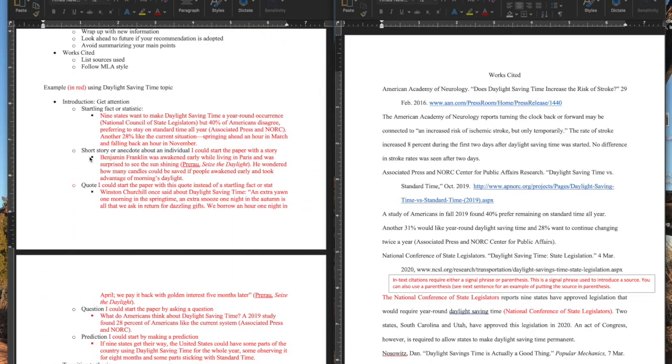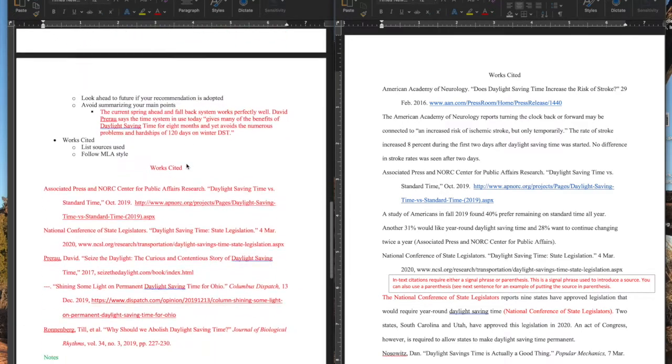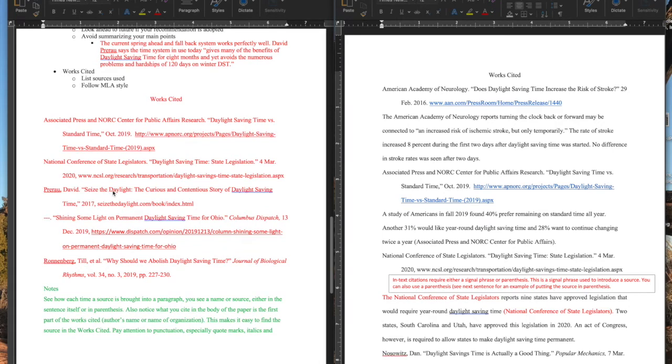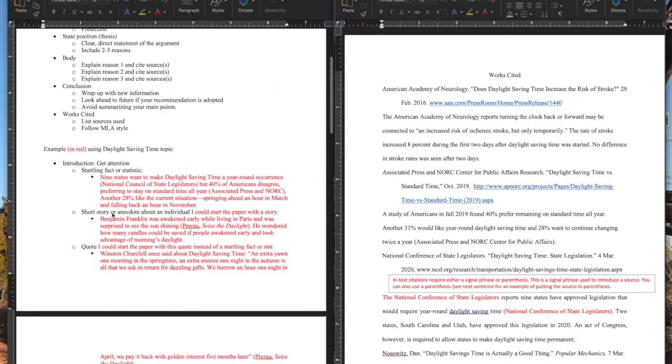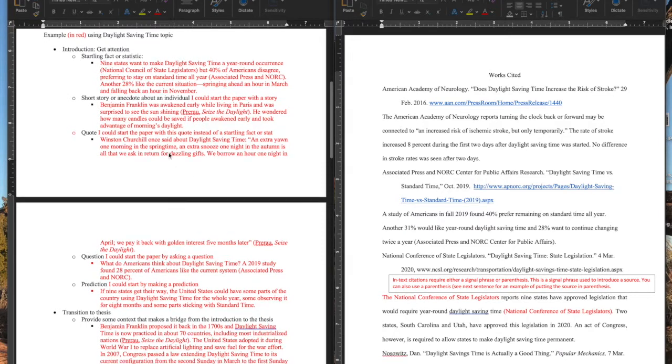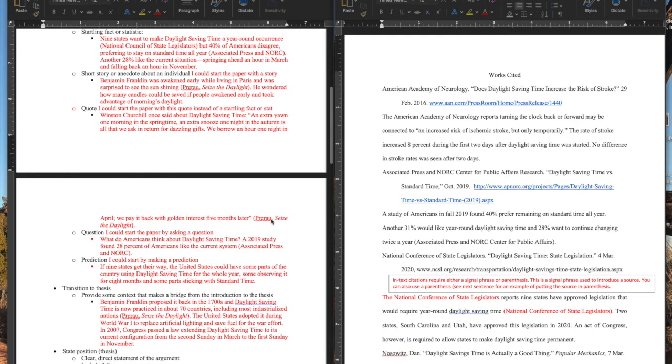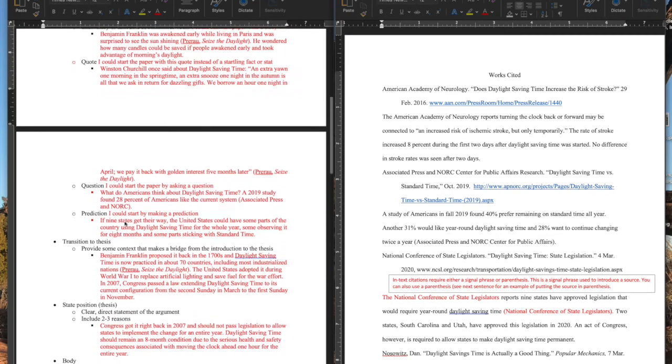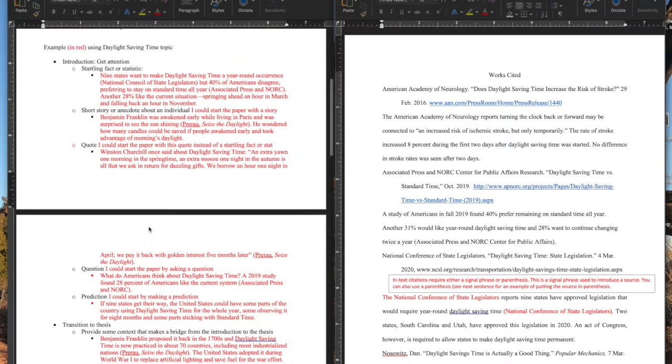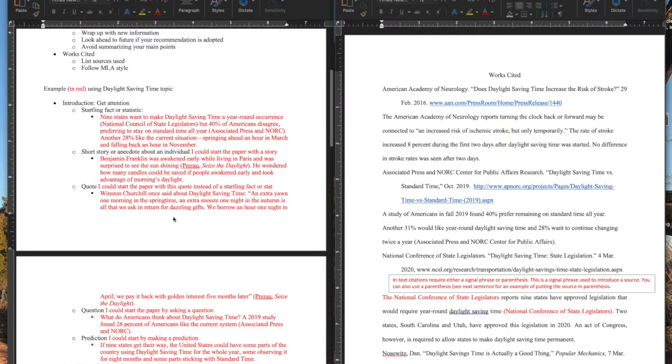If you didn't want to start with that, you can start with a short story. So from this author, I found the story about Benjamin Franklin about daylight saving time. So again, I put this in parentheses. I have an author's name now, so I go down. There's the author's name, sees the daylight, because we've got 2 articles from the same author. Second article doesn't have his full name, it has 3 dashes and a period. I could start with a quote. Again, from that same author, I found a quote from Winston Churchill. Here's again the citation in text. We can also ask a question, and you can make a prediction. So think about what way or what strategy would work best for you to start your paper.